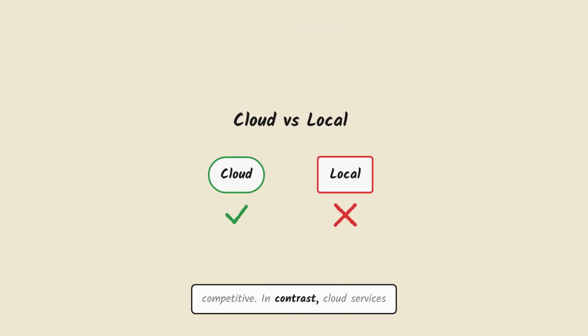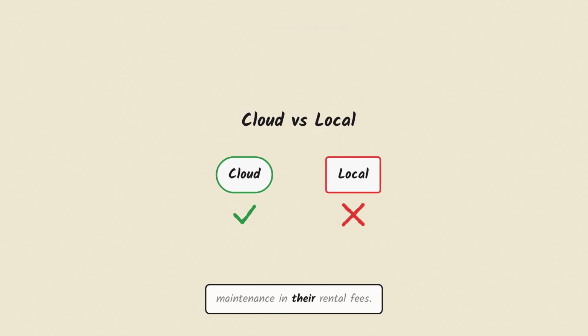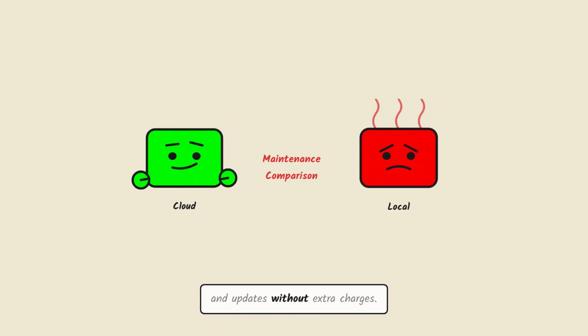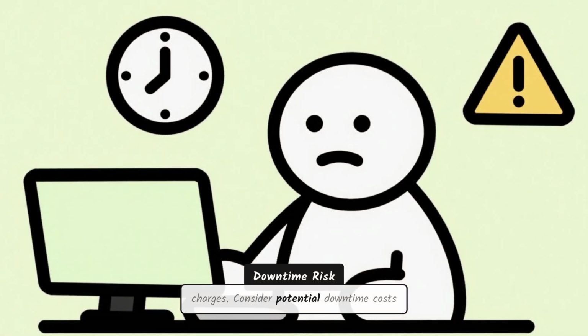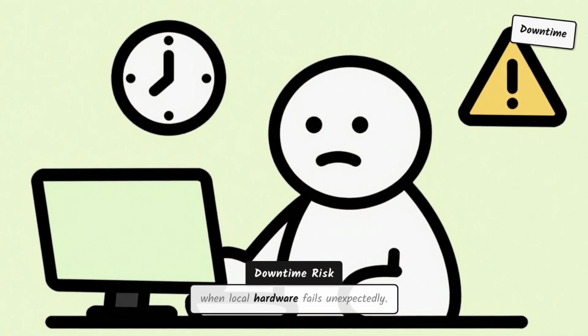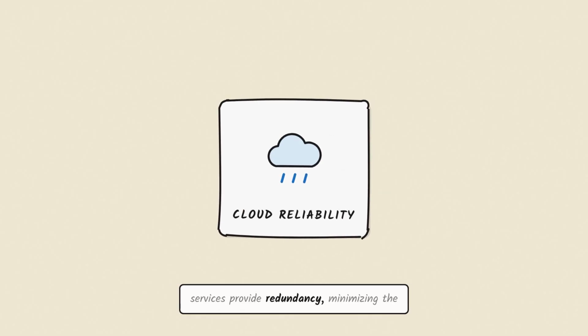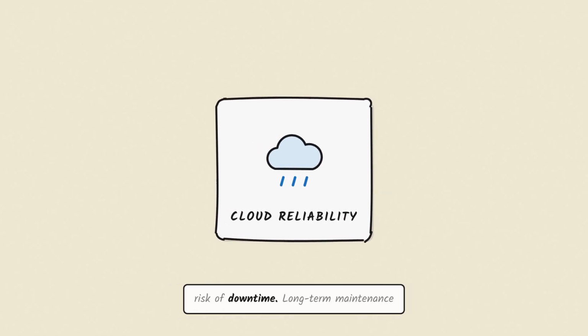In contrast, cloud services include maintenance in their rental fees. Cloud services handle hardware failures and updates without extra charges. Consider potential downtime costs when local hardware fails unexpectedly. Cloud services provide redundancy, minimizing the risk of downtime.